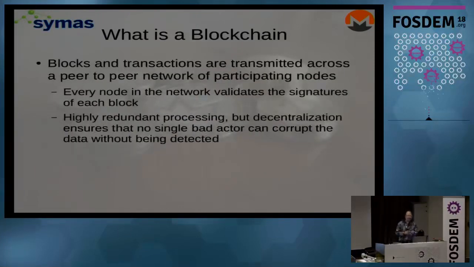The blocks and transactions are transmitted around a peer-to-peer network, and every node in the network participates in the validation. So every block that goes by, every transaction that goes by, every node looks at the hashes of these transactions to prove that they are valid. All of this processing is extremely redundant. Every node participating in the network is repeating the same work. But the reason to do this is so that you can verify that there are no bad actors in the network. Nobody is handing you bad data because you've proved that it's valid.